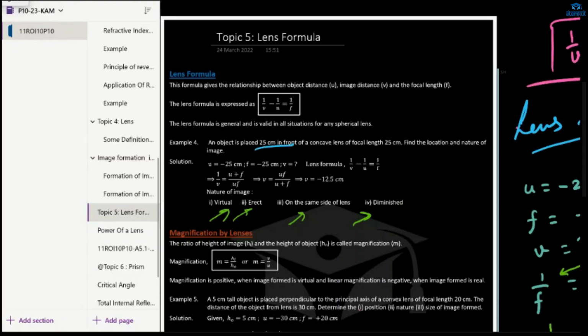Okay, we can start with the lens formula right now. If Rudra or Safia join, then I will go for power of lens. Okay.